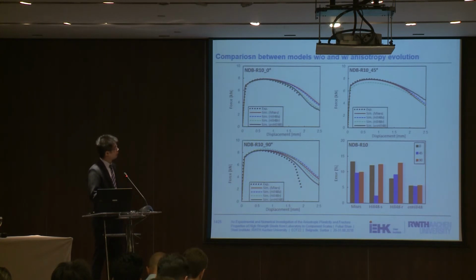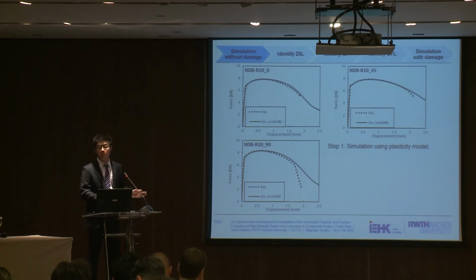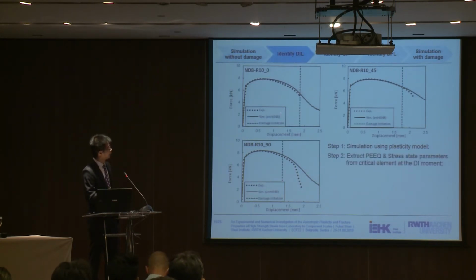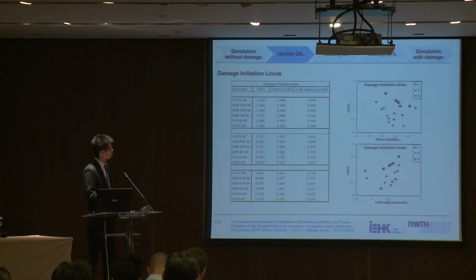So this gives us information that this Hill 48 model is capable of describing the anisotropic plasticity behavior of this material. And then I would like to use one specimen, a notched dog bone with 10 millimeter radius, to show you how we can calibrate those damage and fracture parameters. We first run a simulation using only the plasticity model, and then we can identify the damage initiation point and extract all those PEEQ and stress state parameters from the critical element at this damage initiation moment.